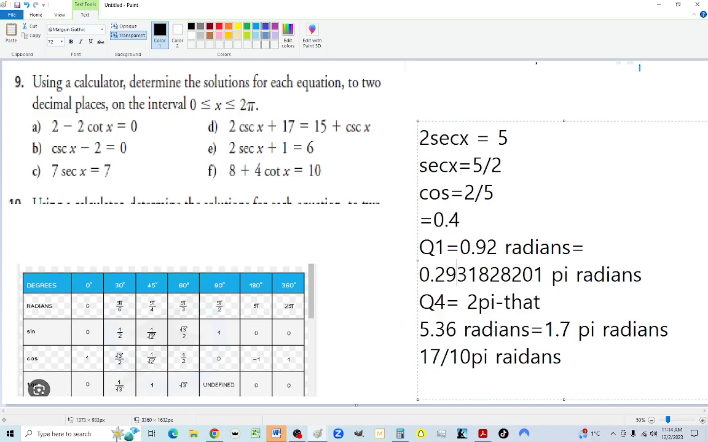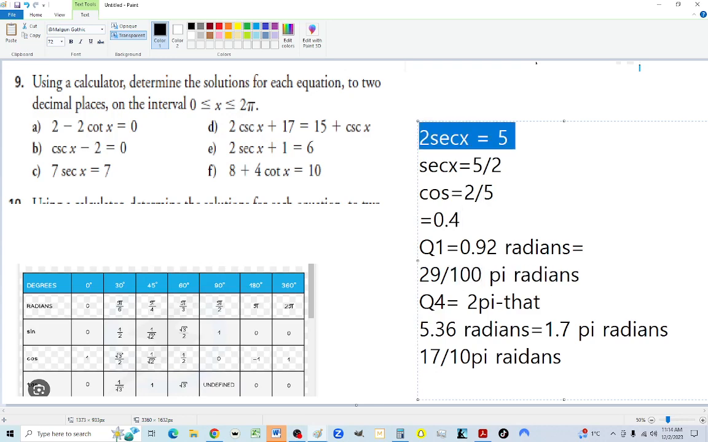But if we're going to round up, geez, I guess 29 over 100 pi radians. If for some weird reason your teacher wanted it as a fraction.